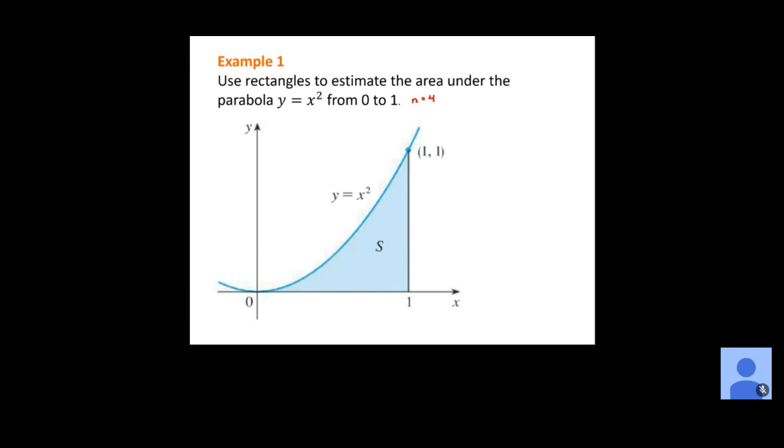So what we need to do now is subdivide this interval from 0 to 1 into 4 rectangles. Well, if I do that, where's that first rectangle going to land then? If I'm going from 0 to 1 and I need 4 rectangles, where am I going to stop my first rectangle here? In other words, how wide would the rectangle need to be?